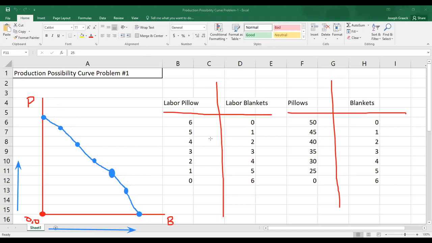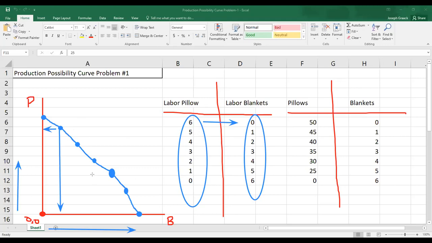So everybody understand here, all I did was take the amount of employees for the My Pillow guy, and then what we did was 6 employees make 50 pillows. That's that point right there. 5 employees make 45 pillows, and 1 employee makes 1 blanket a day. That's that point there. And so you can see that this point represents the 45 pillows and the 1 blanket, right? Because it just comes down and goes to the curve.